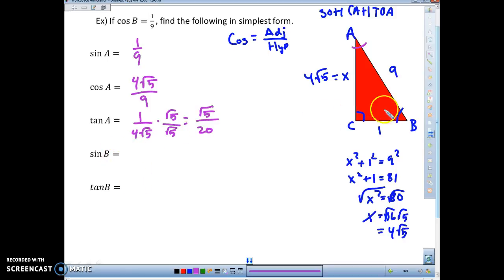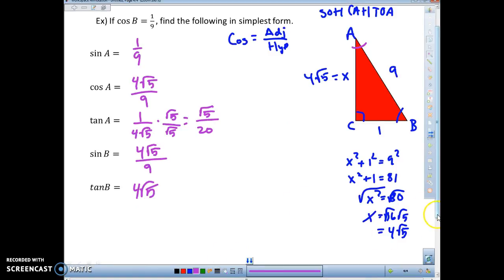Sine of B, B is opposite over hypotenuse, so 4√5/9. And tangent of B is opposite over adjacent, so 4√5/1, which is just 4√5. Okay?